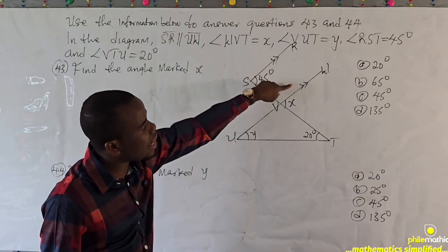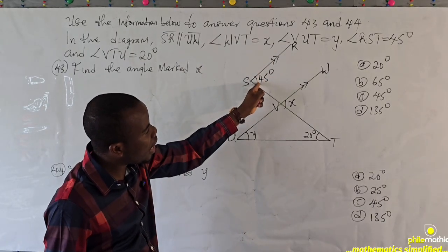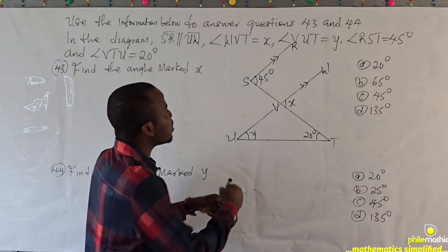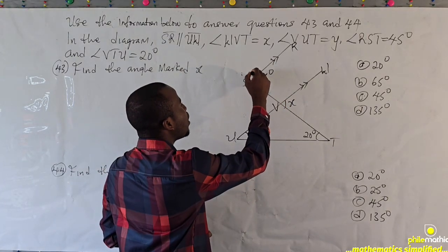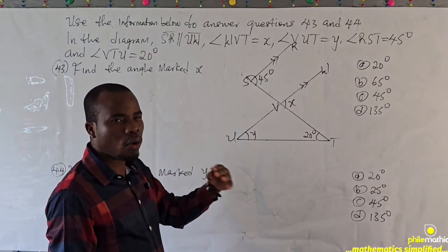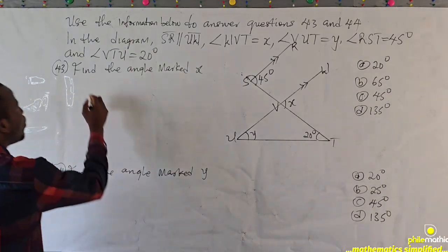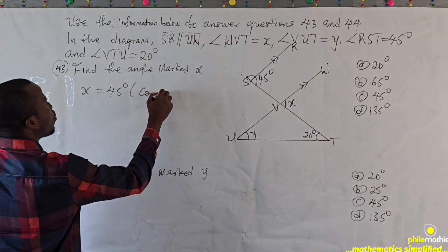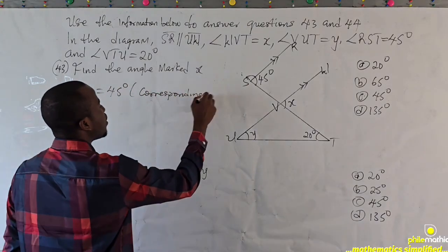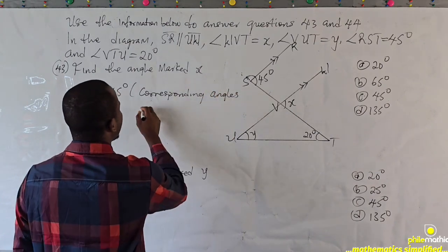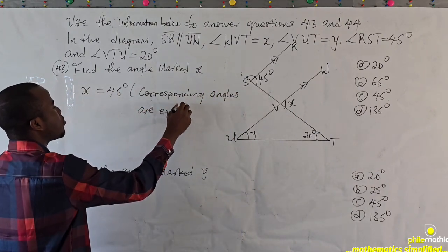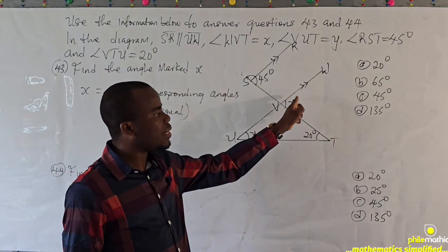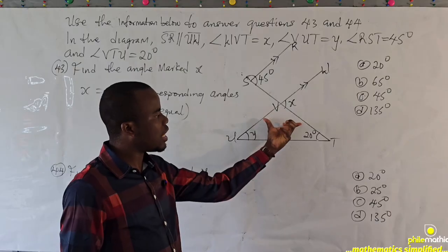When you have two lines that are parallel, the angle here and the angle beneath here are equal. Likewise, the angle here, and if you extend this above, the angle here are equal. We call them corresponding angles. And so X is simply 45 degrees. Reason: corresponding angles are equal.